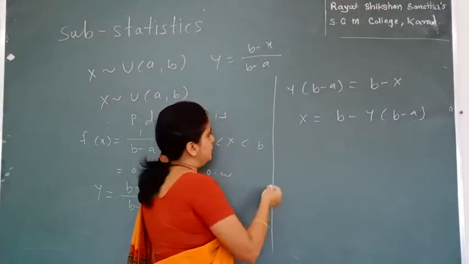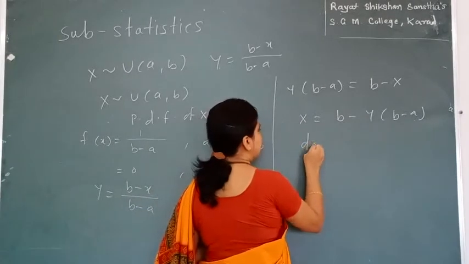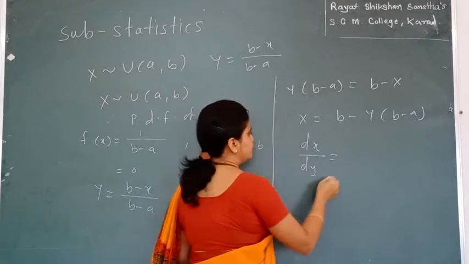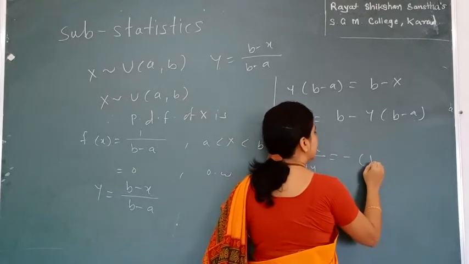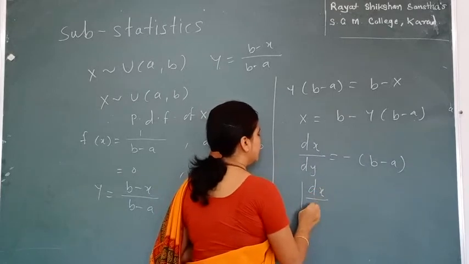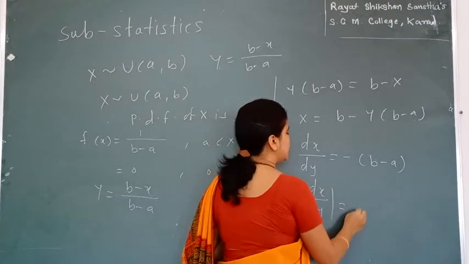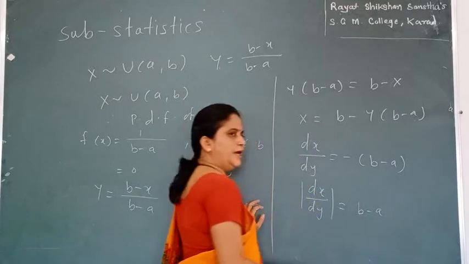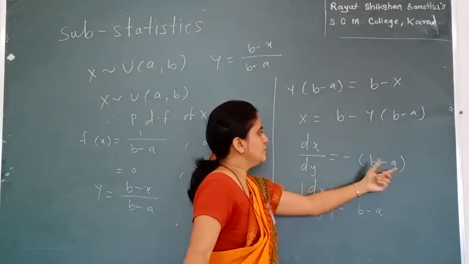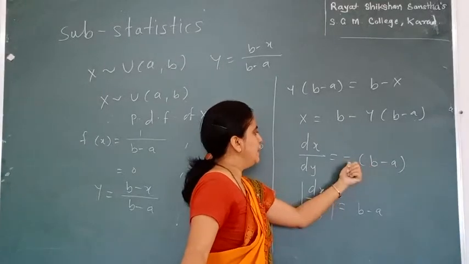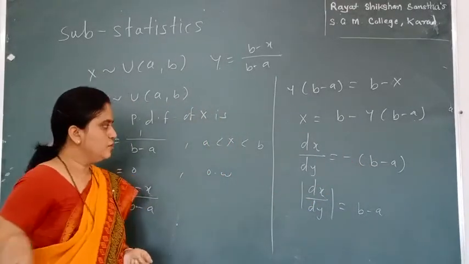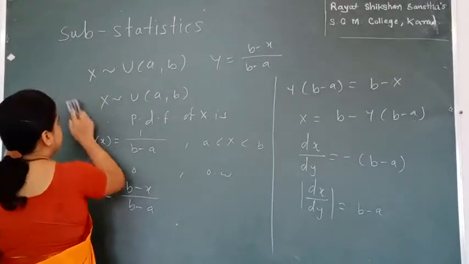Now the second step is I need to find dx by dy. So dx by dy becomes minus b minus a. But we need to find the modulus of dx by dy. So it comes as b minus a, because b is the largest term and a is the smallest term. This comes as a positive term, and since we take the modulus, the negative sign goes out. So modulus of dx by dy is b minus a.